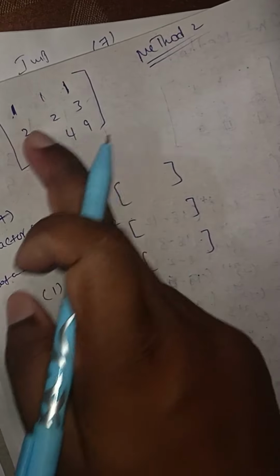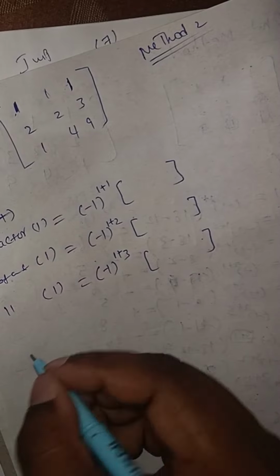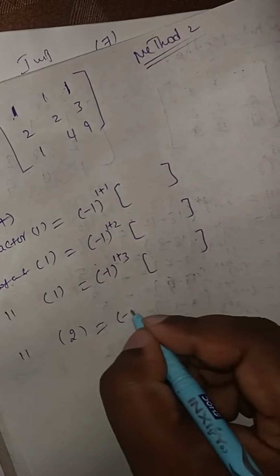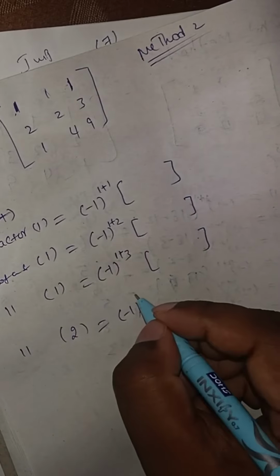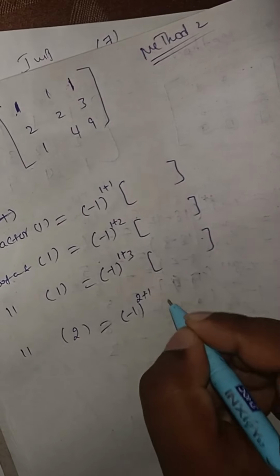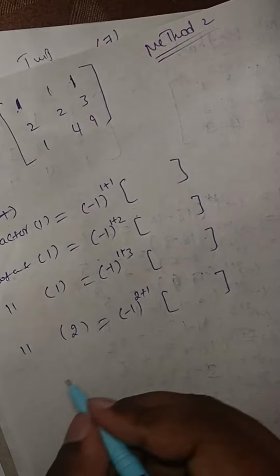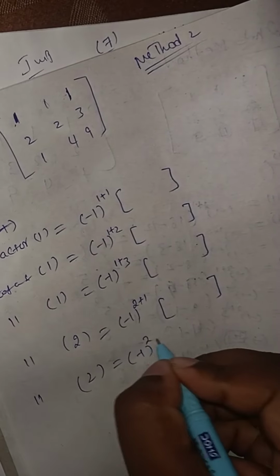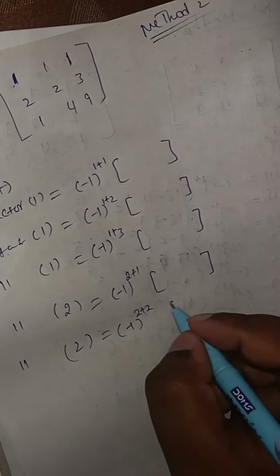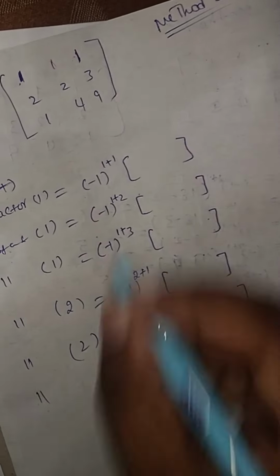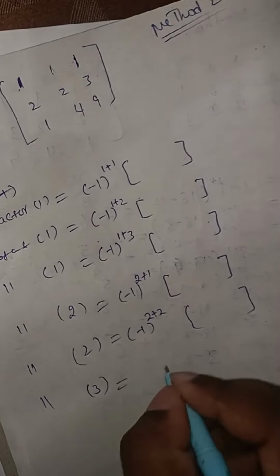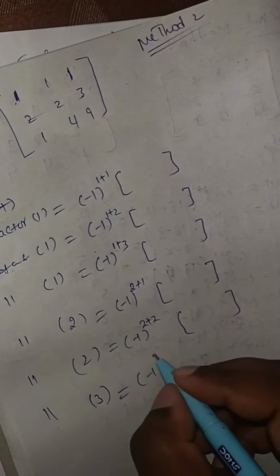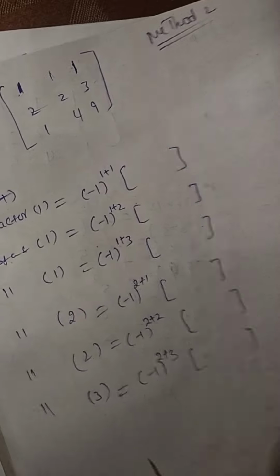Okay, next cofactor for second row, let me do cofactor for 2: minus 1 power, 2 is in second row first column, so leave it. Cofactor for this 2, second row second column, leave it here. What about 3? Minus 1 power, 3 is in second row third column, leave it here.